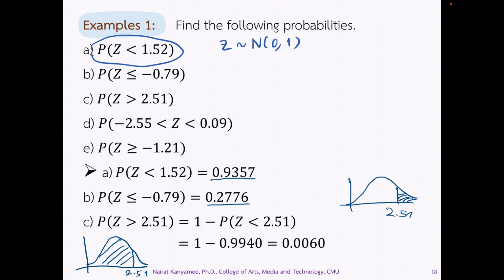So from the table, P of Z less than 2.51 is 0.9940. Okay, and subtract it from 1, you get 0.0060.